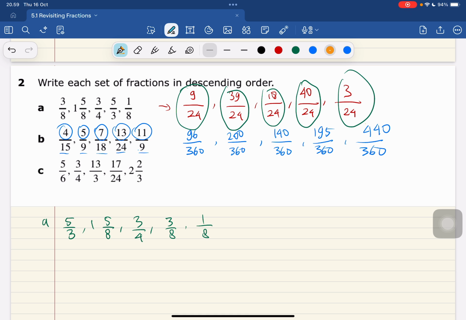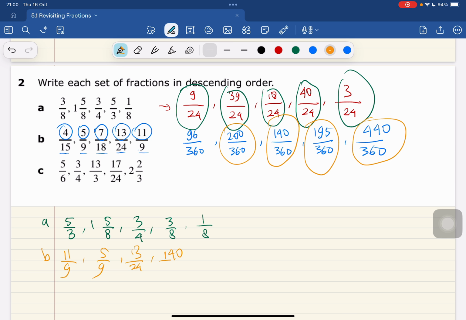Okay, we can see the highest, because all the denominators are the same. So we can see the highest is from here, the last term. So for B, we got 11 over 9. And then go to the second term, which is 5 over 9. And then the fourth term is 13 over 24. And then here is 140 over, okay, sorry, so it has to be 7 over 18. And the last we get from here, 96 over, not 96, it is 4 over 15.